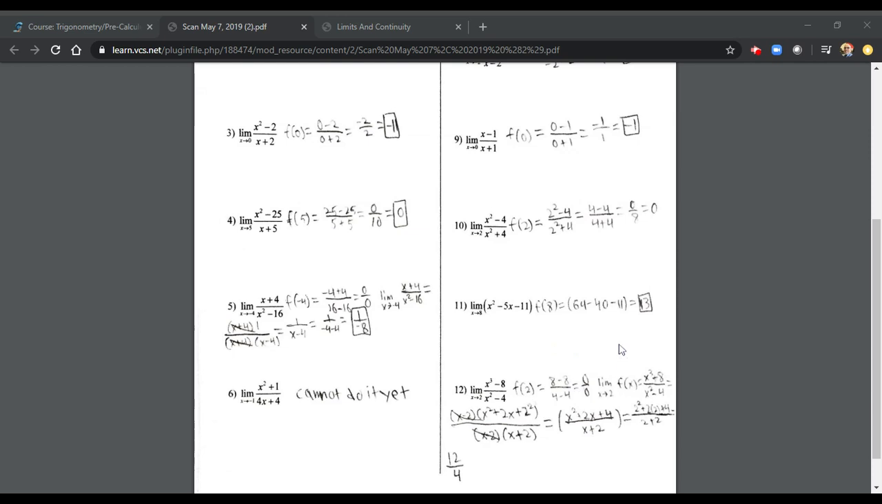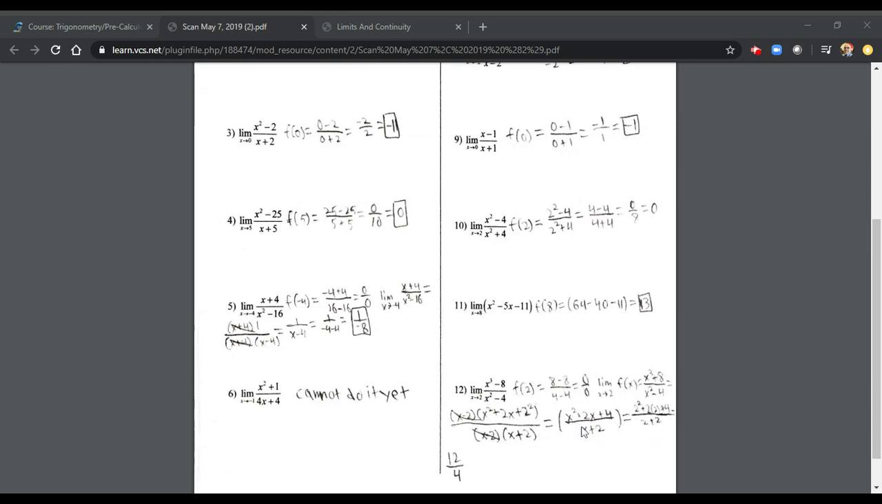Again, the function is not defined there, but since it's 0 over 0, let's try factoring the numerator and the denominator. Well, I can factor this as a difference of cubes into x minus 2 times x squared plus 2x plus 2 squared. I can factor the denominator into a difference of squares, x plus 2 times x minus 2. The x minus 2's cancel out. And what am I left with? x squared plus 2x plus 4 divided by x plus 2 as x approaches 2.